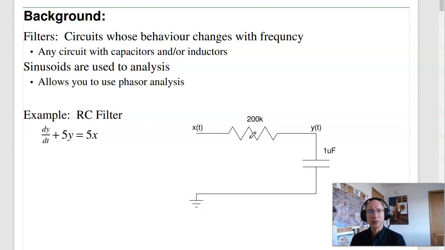A filter is a circuit whose behavior changes with frequency. That's pretty much any circuit that has capacitors and/or inductors. When you have a filter, we use sine waves to analyze the circuit. That allows you to use phasor analysis.